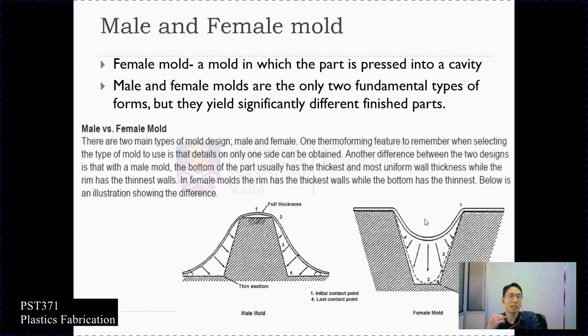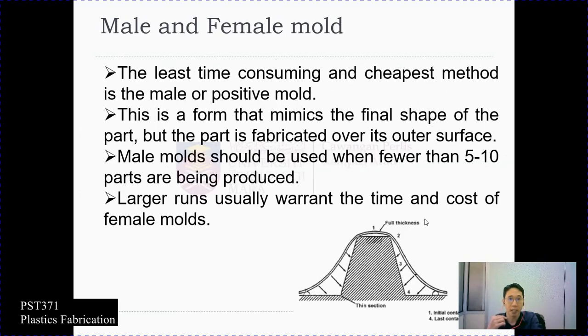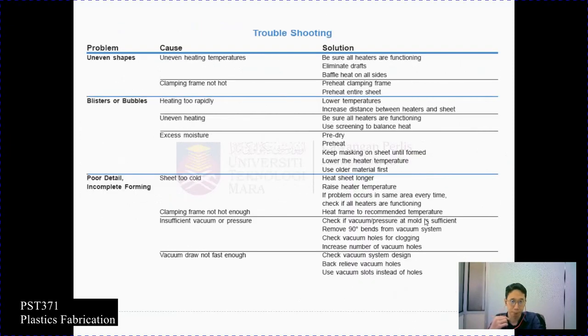Male and female mold, ni saya kata tadi, female mold and mold in which a part is pressed into a cavity. Male and female mold are the only two fundamental types of forms, but they yield significant different finished parts. I think you go through this male and female mold, what are the differences. Later on, I might do some discussion on this, which one is the best for what type of product, okay. Go through this male and female mold.